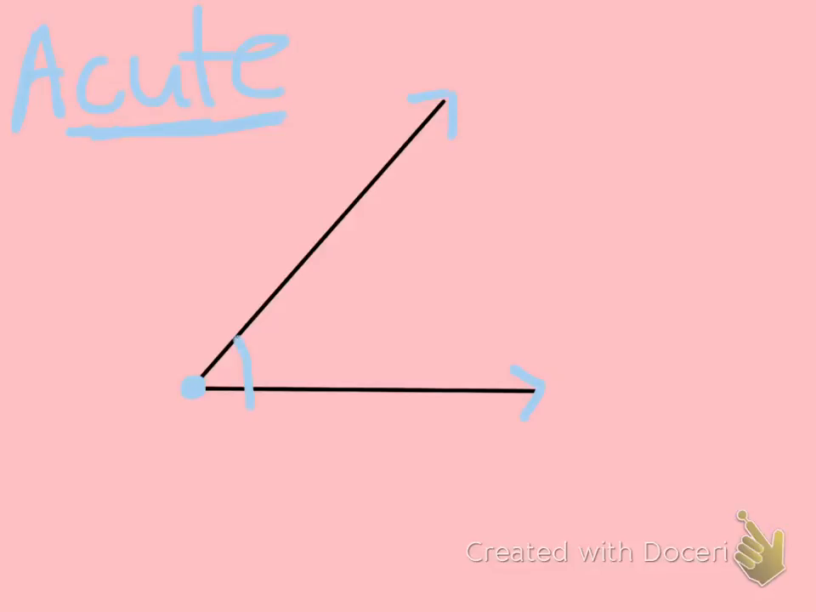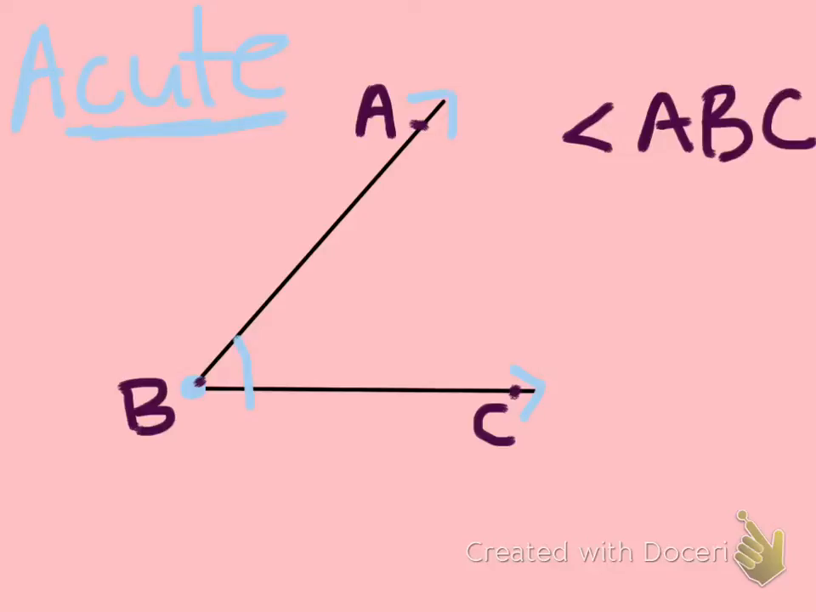Let's see with an acute angle. I'm going to go ahead and give it a letter at each side and as well on the vertex. So we can do A, B, C. I'm going to use that little symbol for angle, and I can have A, B, C, or I can flip it around, keeping the vertex as the middle letter, C, B, A.